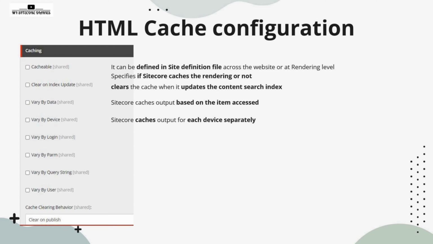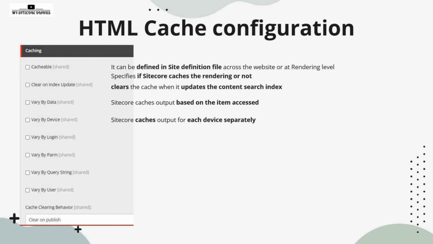So again, talk more about caches. Say you have two pages and you are using the same component on both pages. If you have selected Vary by Data and your data is changing on both pages, then it will get cached depending on the data. But if you have not selected it, then one cache is used for the second page.